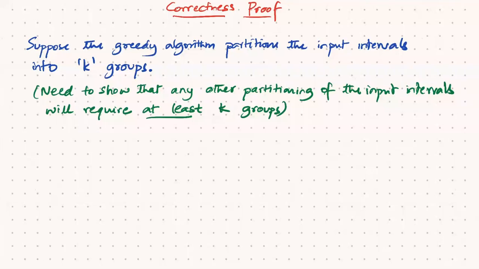Okay, so the trick to argue this is you consider the point at which the group K was created. So consider the first interval in your input, when you're considering the input in the order of increasing start times, consider the first interval that caused the group K to be created.